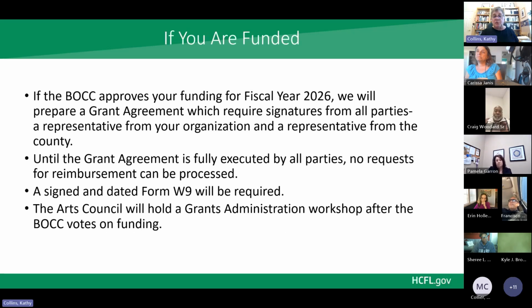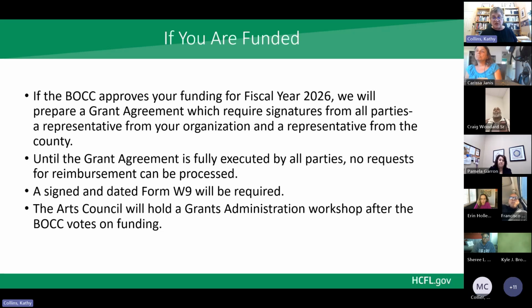Now, just briefly, if you do receive funding, we will have a grant administration workshop probably sometime in November or December. If the Board of County Commission does vote to fund these applications, you will then get a grant agreement, which will require a signature from your organization, someone who's authorized to enter the organization into a contract, because the grant agreement is in fact a contract.